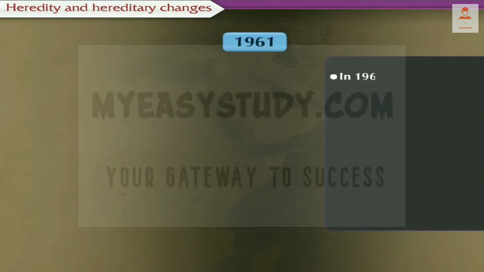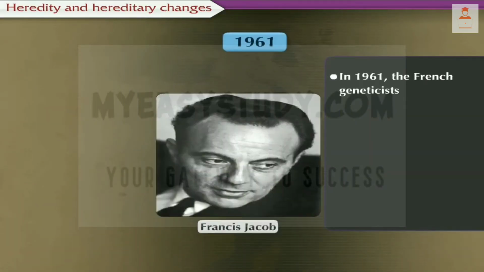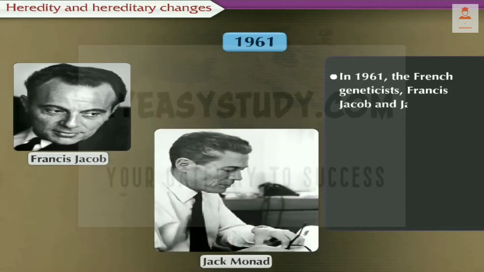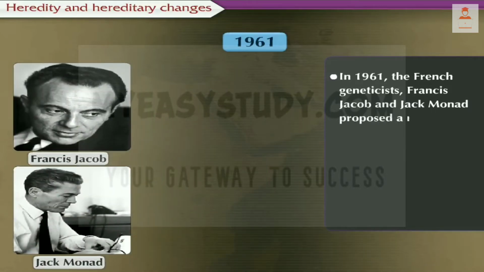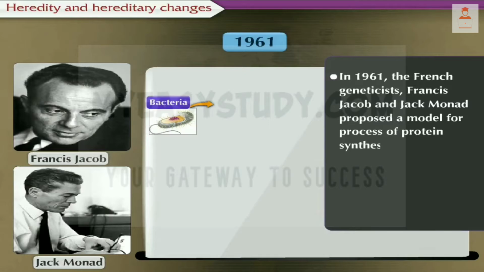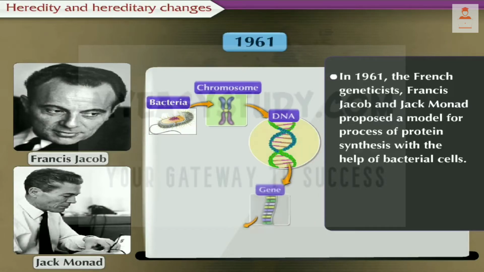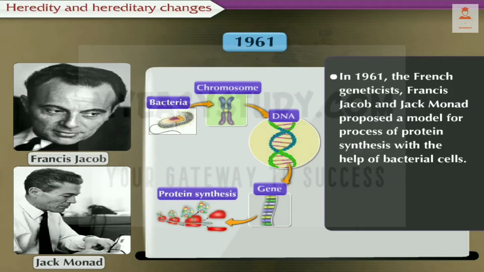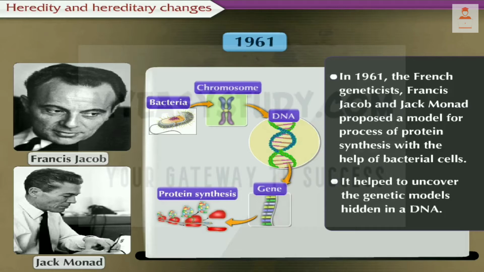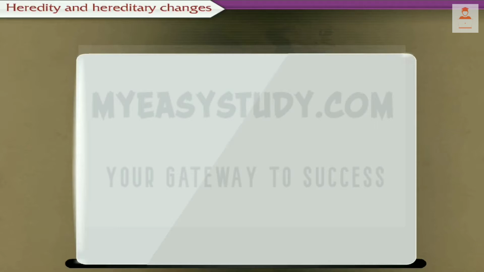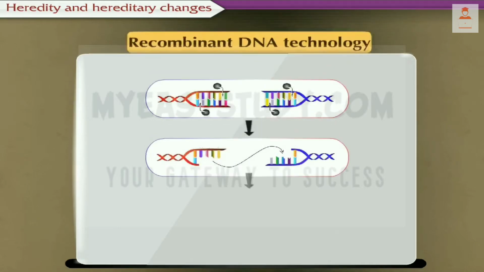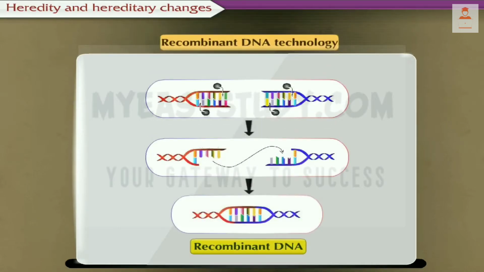In 1961, the French geneticists Francis Jacob and Jacques Monod proposed a model for the process of protein synthesis with the help of bacterial cells. It helped to uncover the genetic models hidden in a DNA. Thereby, the technique of recombinant DNA technology emerged, which has vast scope in the field of genetic engineering.